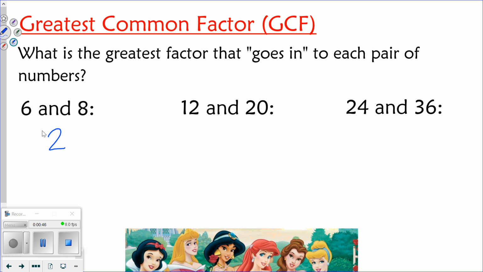Okay, what's the biggest number that goes into 12 and 20? That is 4. What about 24 and 36? Bigger. It's 12. All right, now some of you can look at that and you're good with your numbers and you just know. And then others of you look at that and are like, how on earth did they know that?